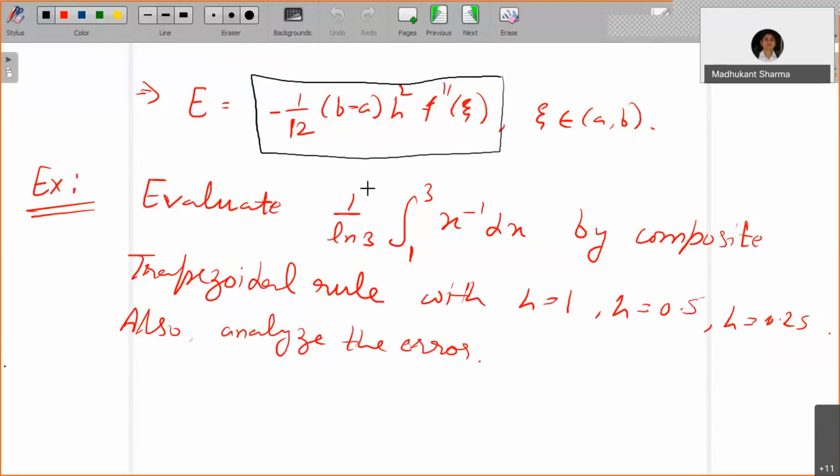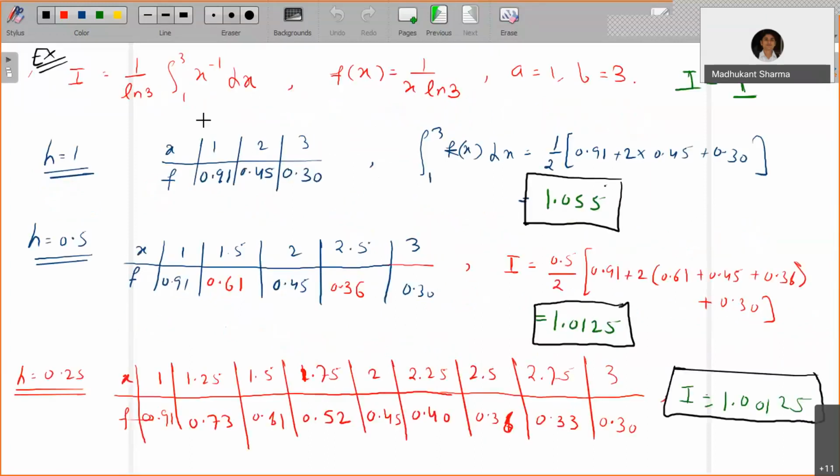So we want to evaluate 1 by ln 3 times the integral from 1 to 3 of 1 by x dx. Analytically, the integral of 1 by x is ln x, so with ln 3 the integral value is 1. So we want to evaluate this by composite trapezoidal rule with h equals 1, h equals 0.5, and h equals 0.25, and also see how much error there is.